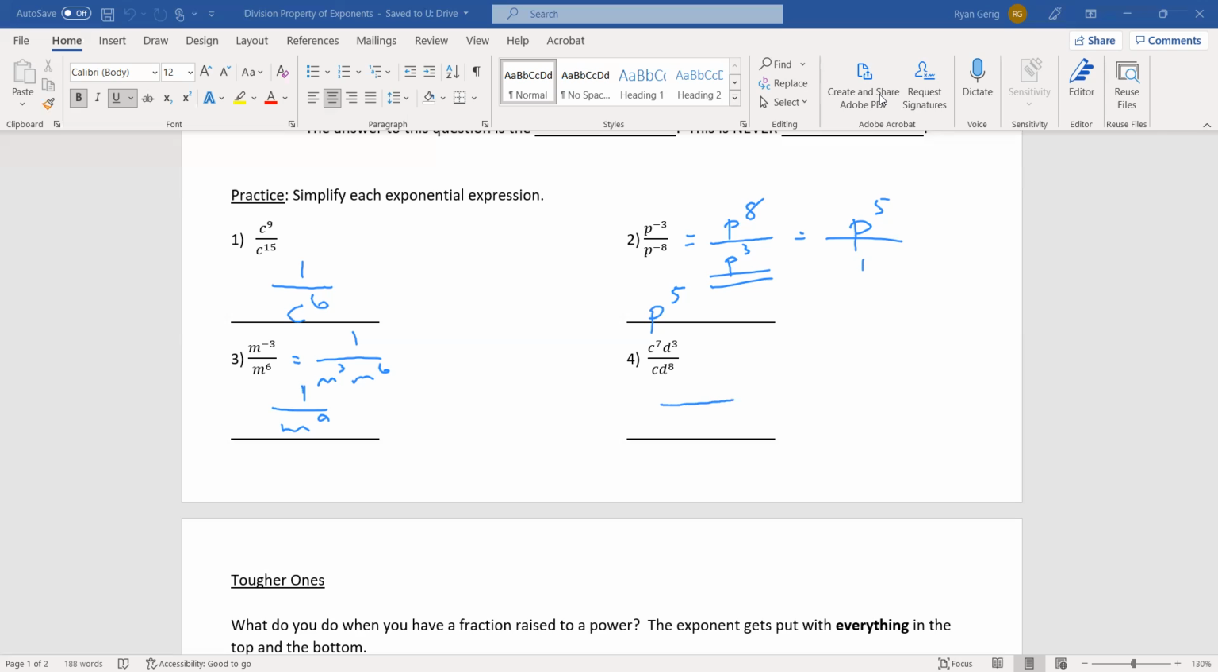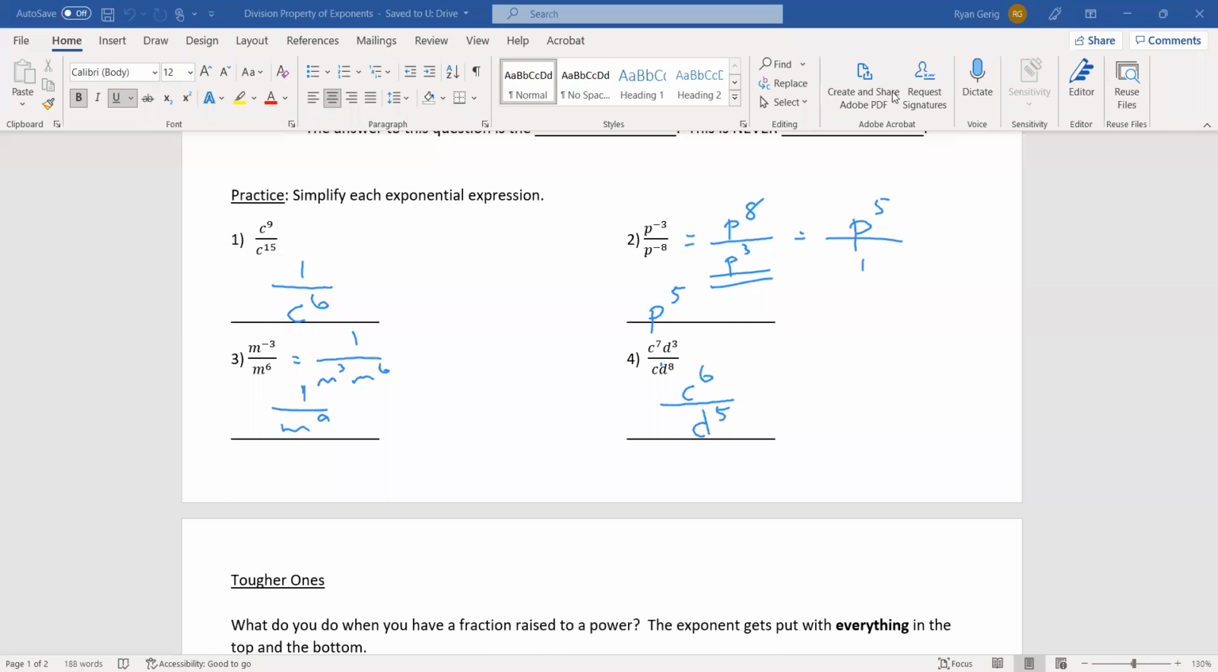Where are there more C's? On top, right? How many more? Well, there's 7 on top and there's 1 on the bottom. Can't forget that 1 there. So there's 6 more on top. Where are there more D's? On the bottom. So I'm going to put a D on the bottom. How many more? There's 5 more on the bottom. And that's your answer. Okay, so those were pretty basic ones.